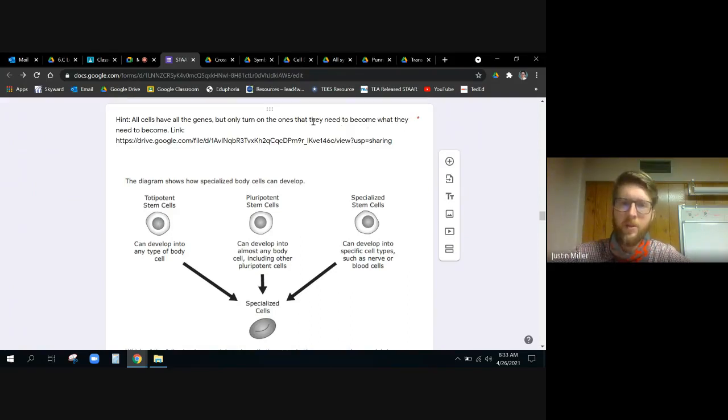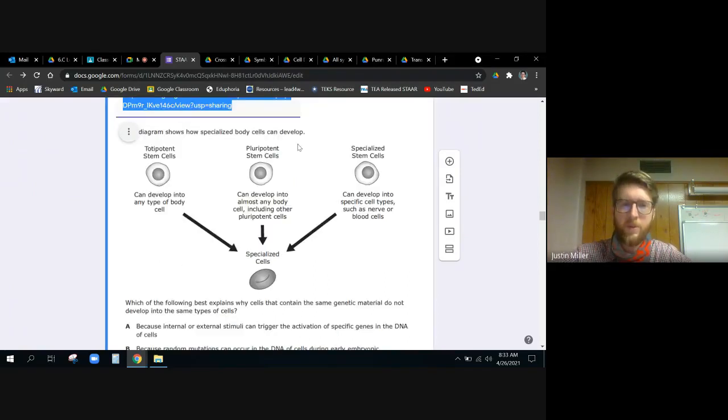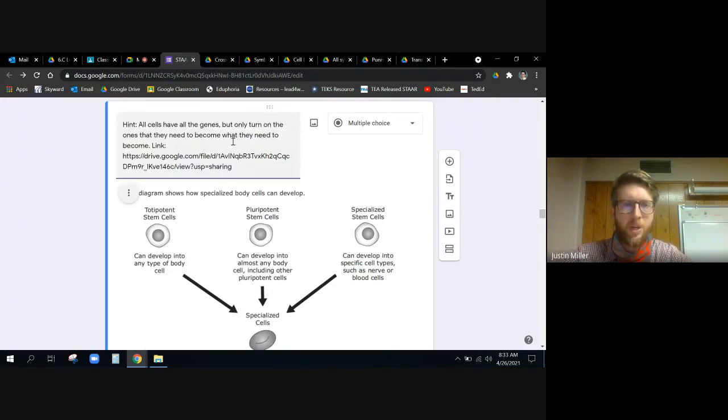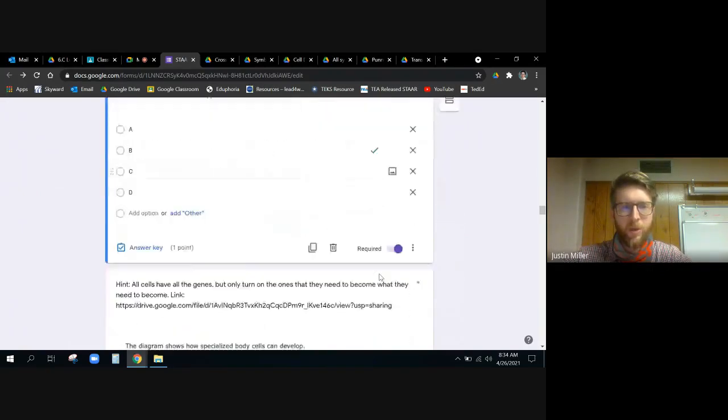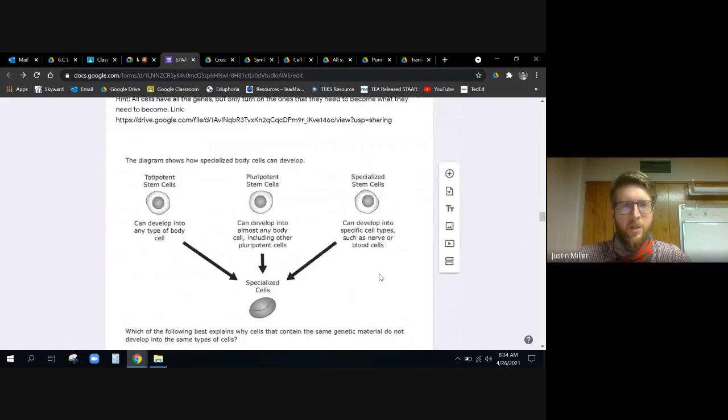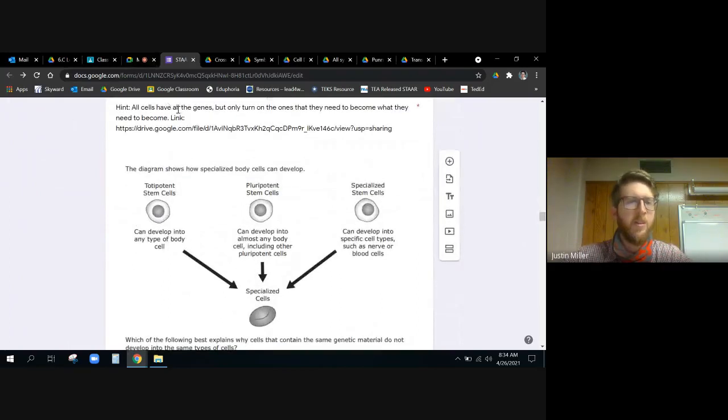Hold on. That's not right. But they only turn on the ones that they need to become what they need to become. That's what I was trying to say. Okay. Yeah, I did type that right. I just wrote it really weird. All cells have all the DNA, but they only turn on the genes that they need to in order to become what they need to become.